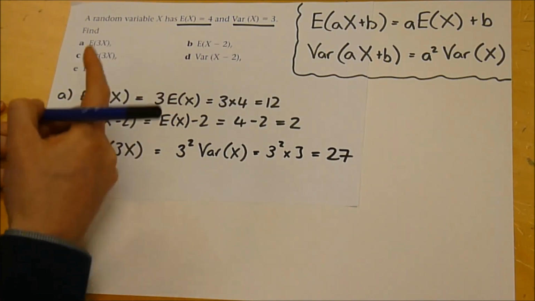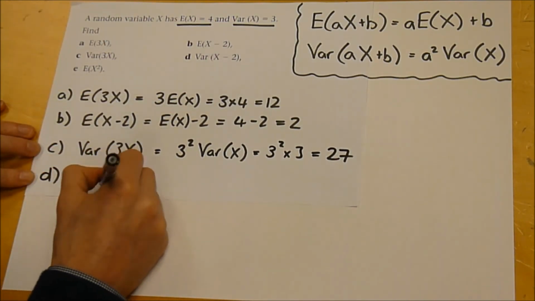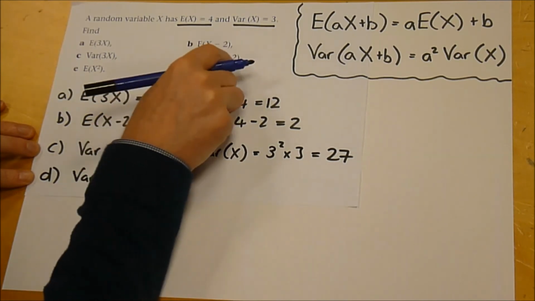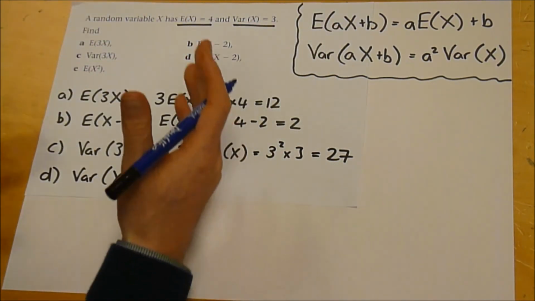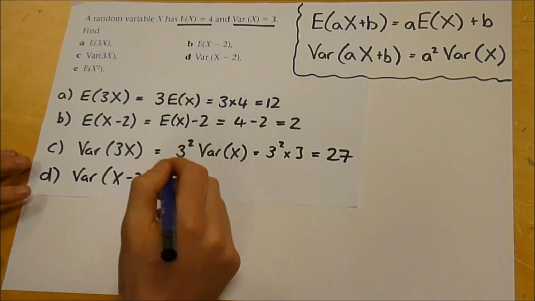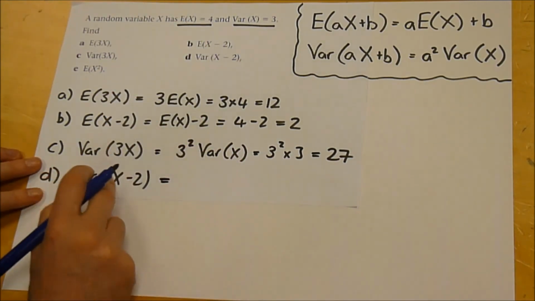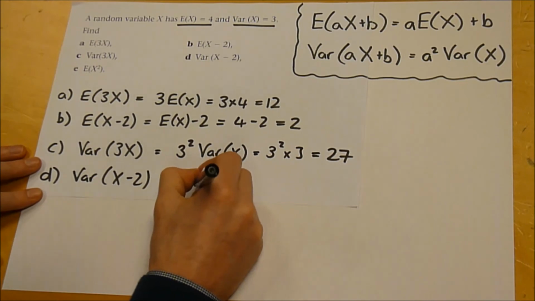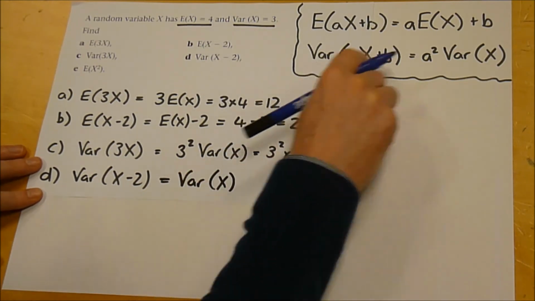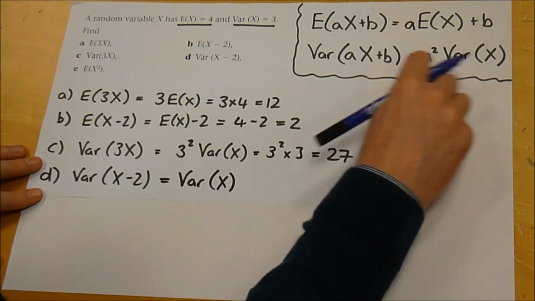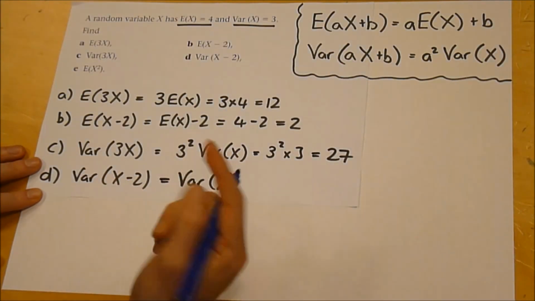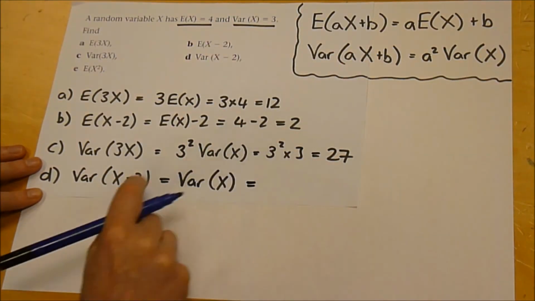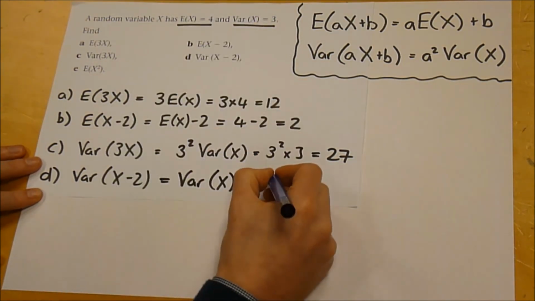Part D. Now this is the tricky one that catches people out. Subtracting something just shifts the data. It doesn't change how spread out it is. And so that doesn't actually affect the variance at all. So the variance of x minus 2 is exactly the same as the variance of x. We can see that from this formula. B doesn't affect it at all. And A is like 1 in this case. And so that would just be the same as the variance of x, which is 3.